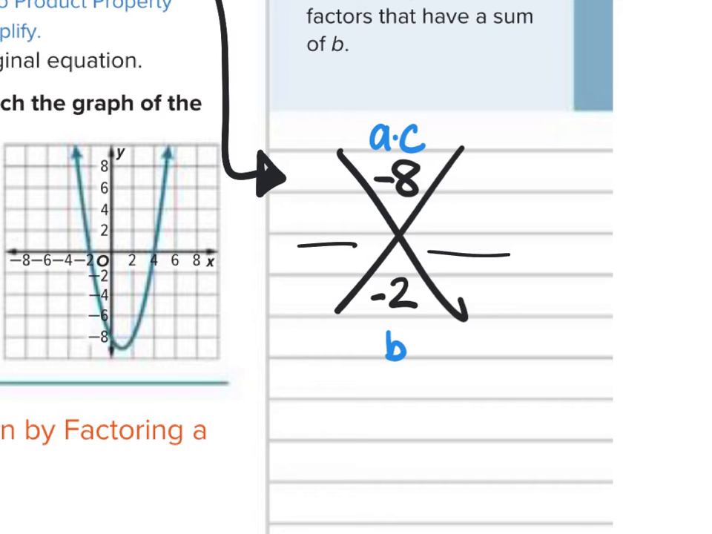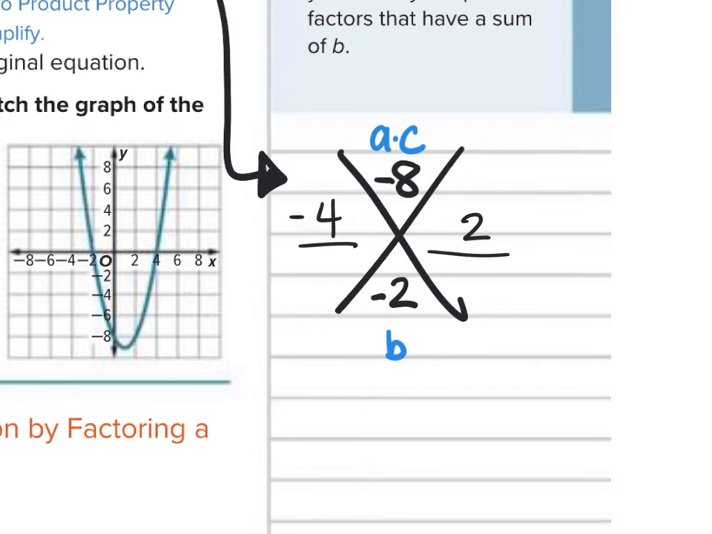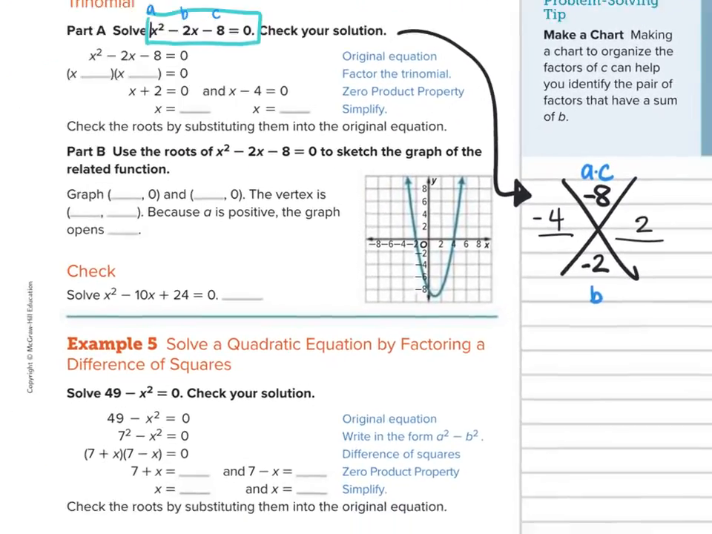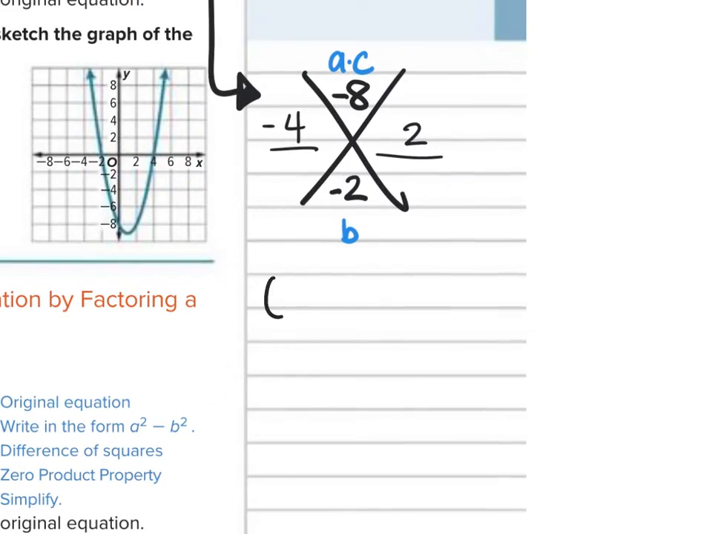Any thoughts? Alright, so 4 times 2. Okay, 4 and 2. For them to add to negative 2, which one would have to be negative? The 4. And a negative and a positive would multiply to get a negative, right? So that's good. Okay, so then we write that. So do you remember doing the double parentheses? But now it equals 0. So x minus 4 is my first one. What would my second one be? X plus 2. Good.